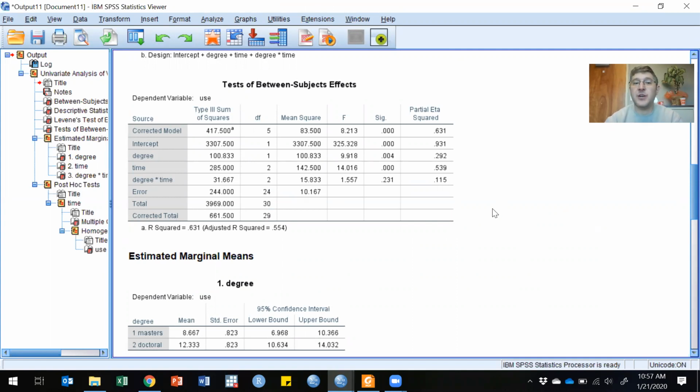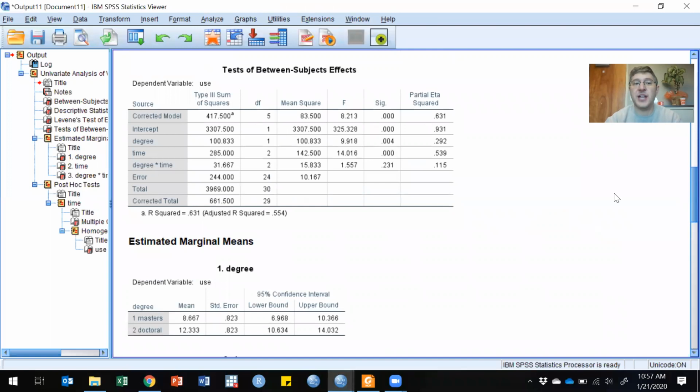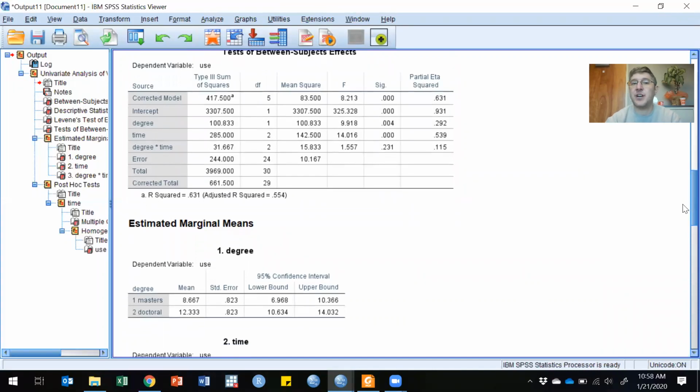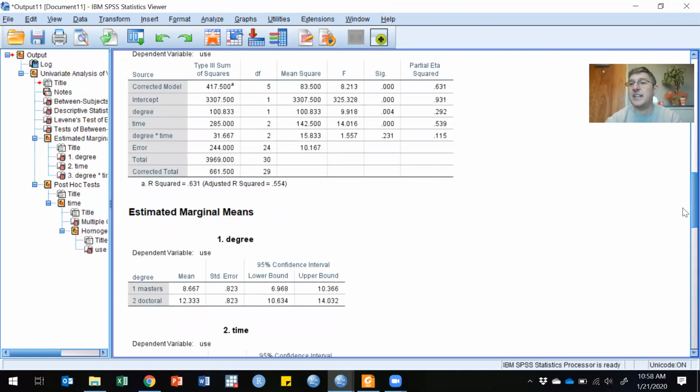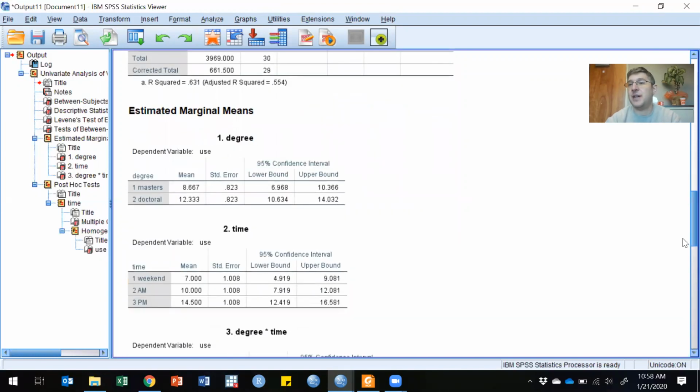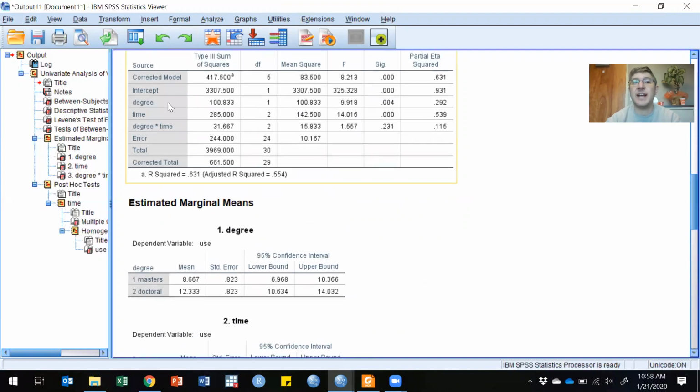So if you have just 2 levels, to calculate an effect size or a standardized mean difference, a Cohen's d between them, we would subtract the 2 means and then divide by the square root of our mean square error term, which is given in this table here. So our estimated marginal means give us our main effects for degree, and then here's our main effects for time as well. If we look at the F-test for time, it's saying that there is a significant difference in computer lab use across the 3 time periods.